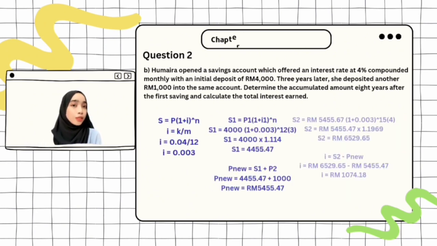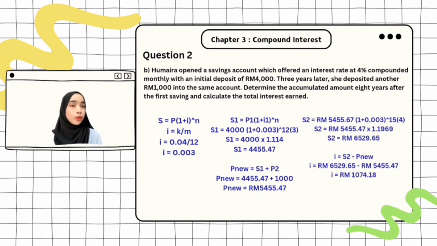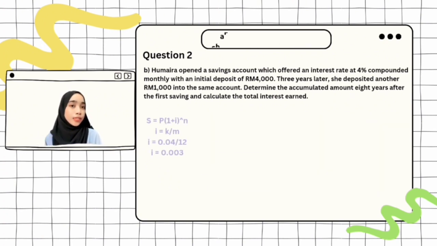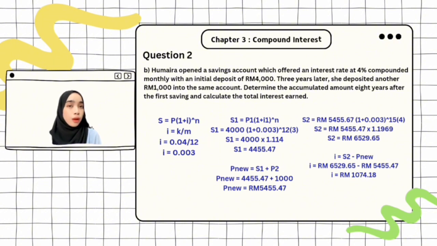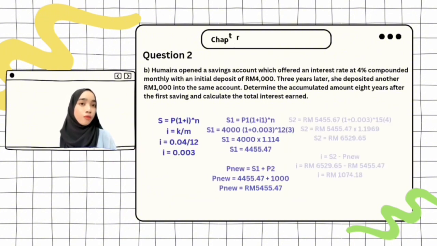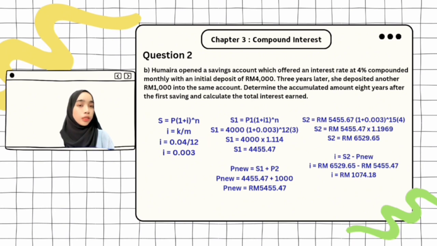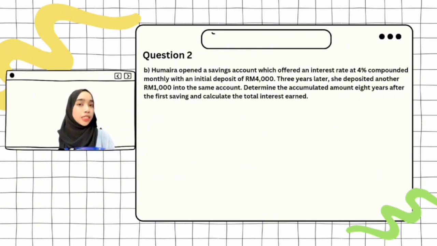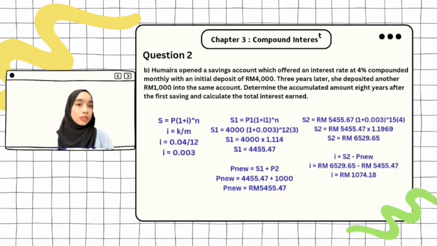Next, we need to find the new P. Formula for new P: S1 plus P2. P new equals RM4455.47 plus RM1000. P new equals RM5455.47. So next, we need to find the second S. Formula for second S: P new bracket 1 plus I power N. S2 equals RM5455.47 bracket 1 plus 0.003 power 60.